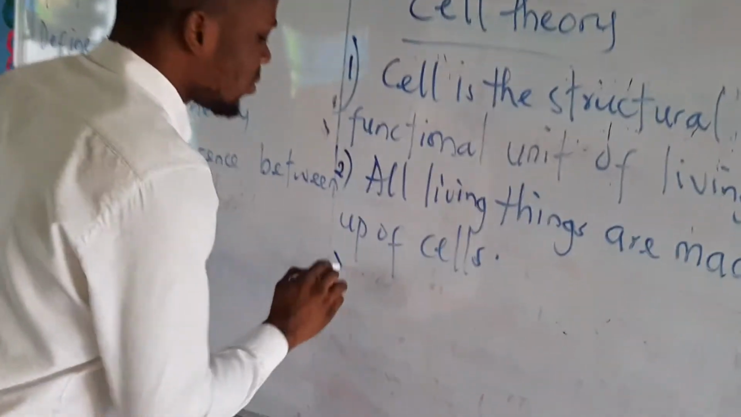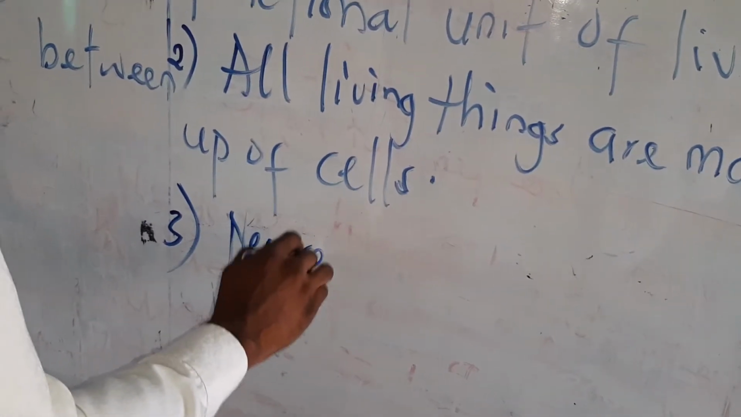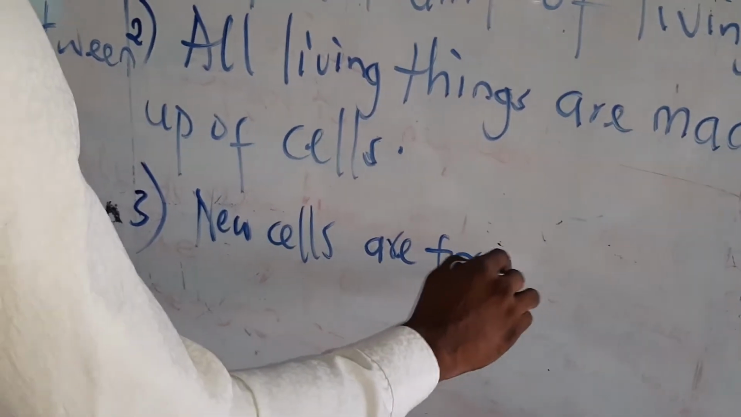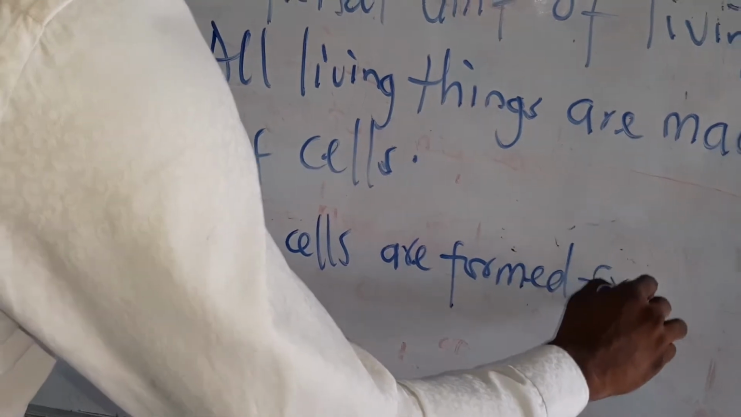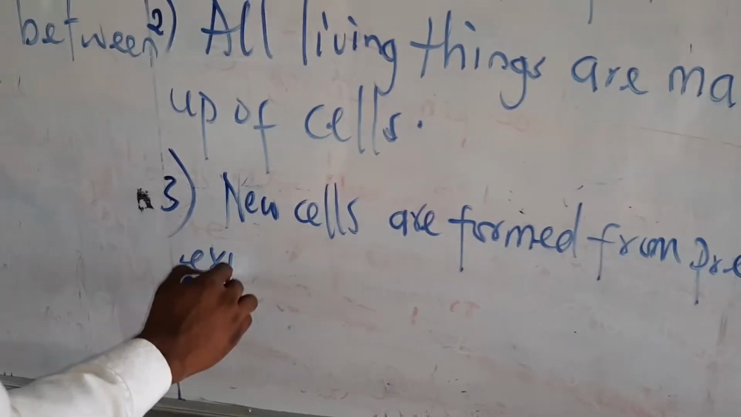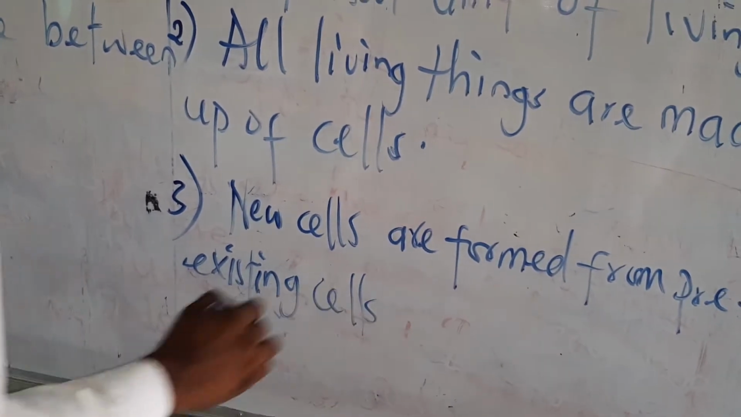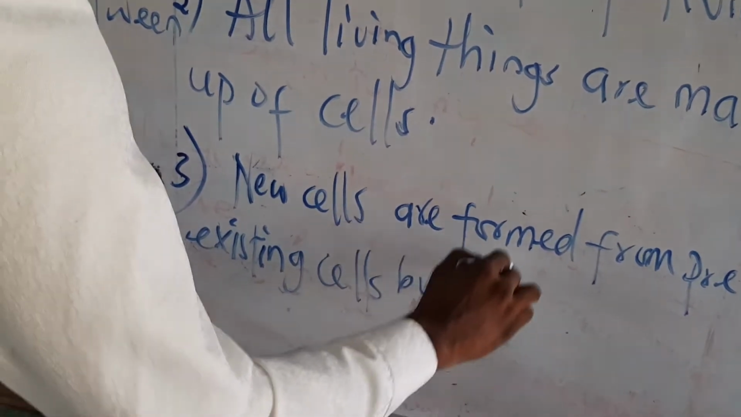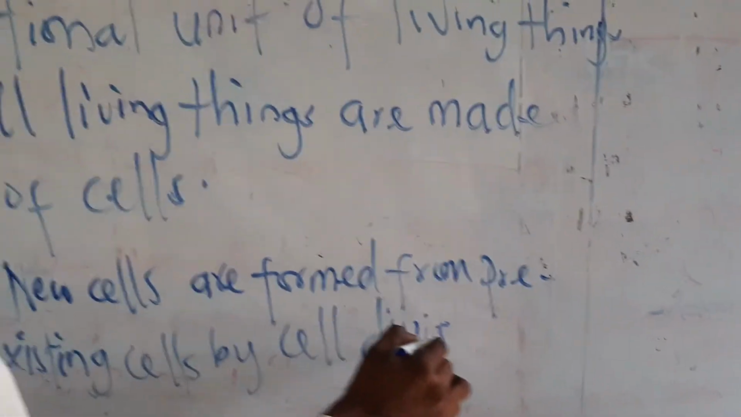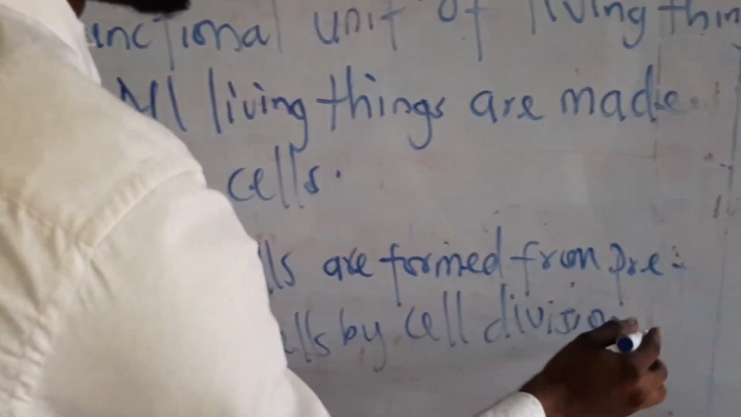Our third cell theory is that new cells are formed from pre-existing cells by cell division. Now this is another cell theory.